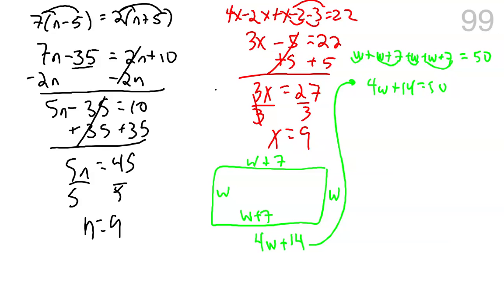So where do we go from here? Well, this is a normal looking equation. So we minus 14, we minus 14. 4W is 36, divide by 4. W is 9.